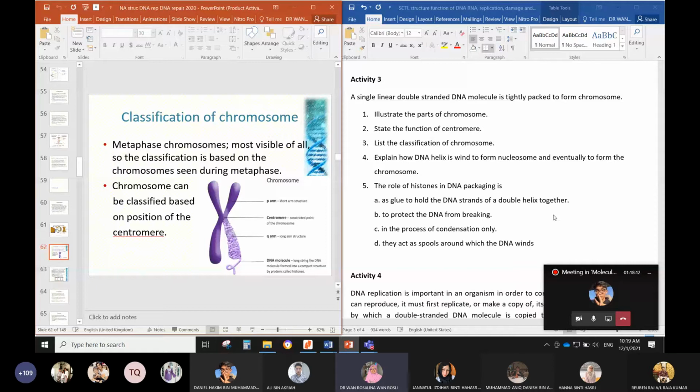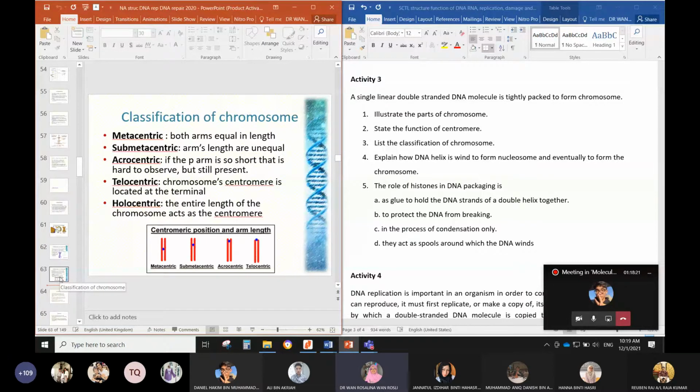One of the parts is the centromere. Would anyone like to share with us the function of the centromere? Hello, doctor. My name is Amira Nazira. Can I try? Yeah, please.